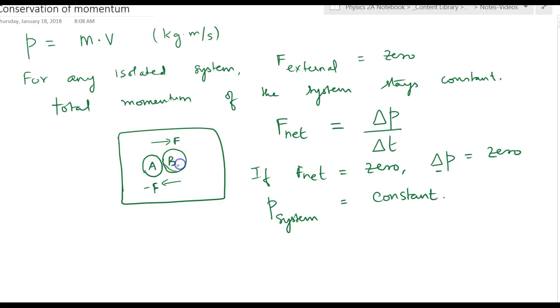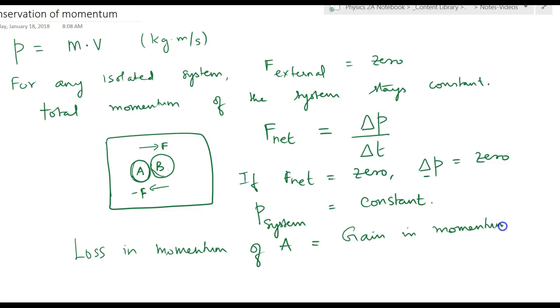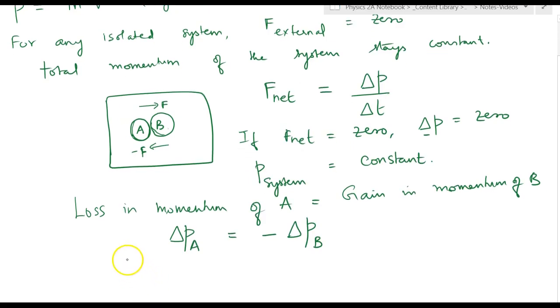Even though the momentum of the system remains constant, the individual momenta will not remain the same. Because there is a force acting on B, B's momentum will change. And because there is a force acting on A, A's momentum will change as well. So then how does the momentum of the system remain constant? If A loses momentum, the loss in momentum of A must be equal to the gain in momentum of B. Or in other words, the change in momentum of A must be equal and opposite to the change in momentum of B, so that the net change in momentum is zero. Or we can say that there is a transfer of momentum from one object to another within the system, but the total momentum of the system stays the same.